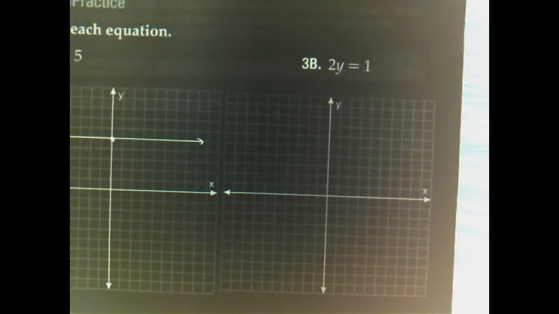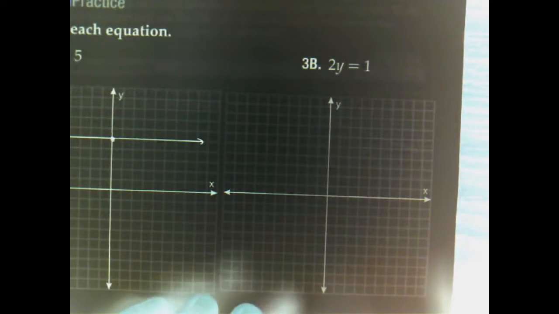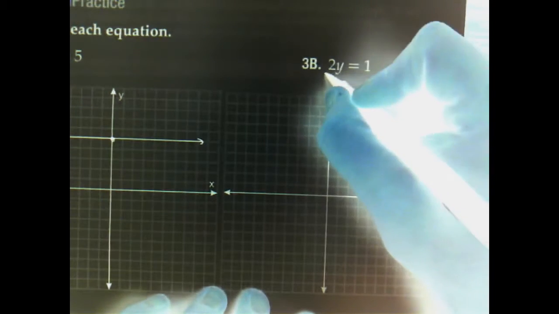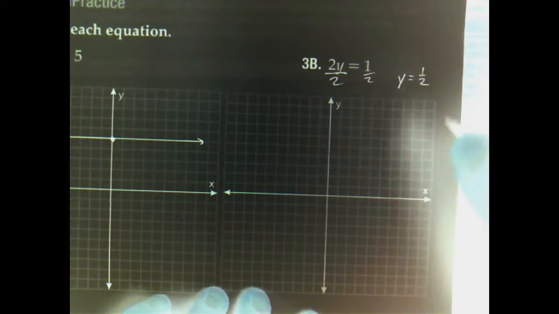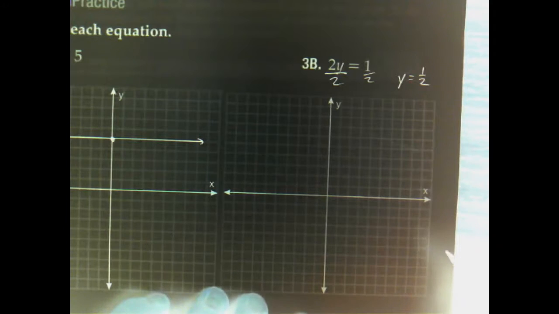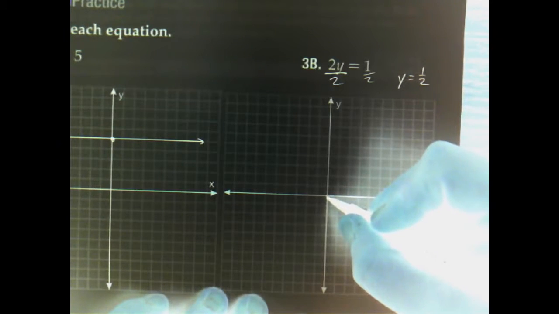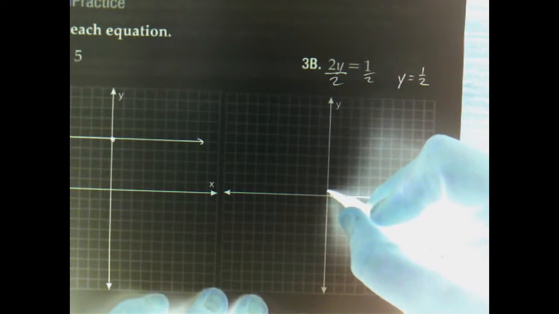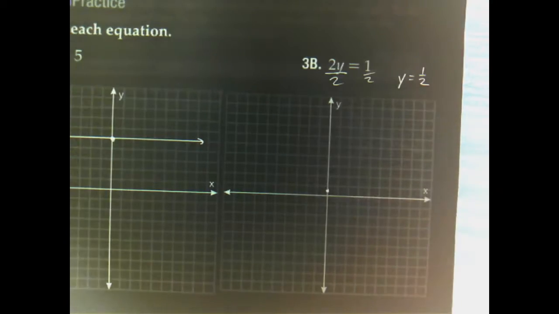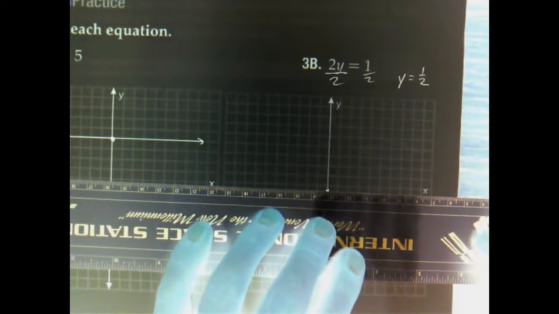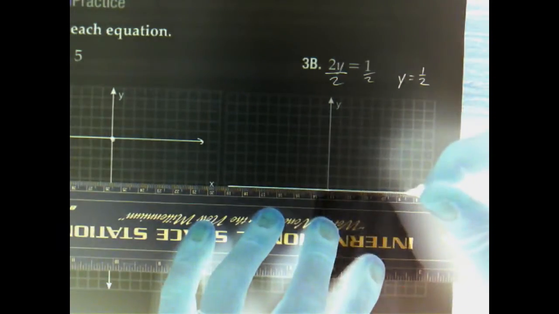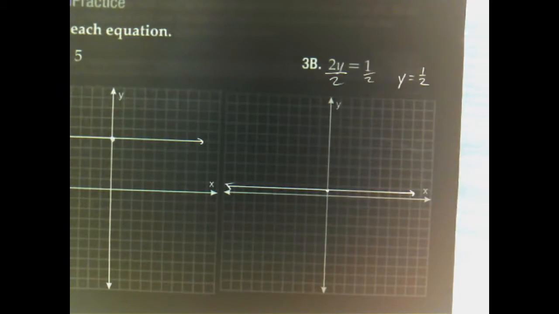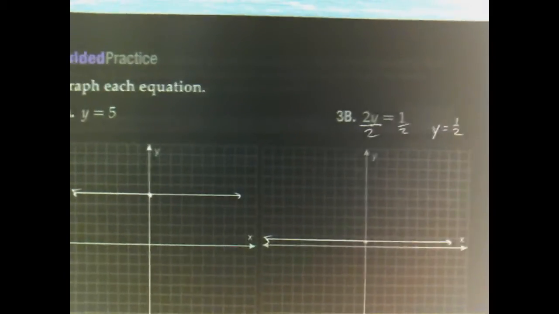So we take a look at 3b. Now I have 2y equals 1. In order to graph this, I need to solve for y. So I divide by 2, and I get y equals 1/2. So now I have a horizontal line at 1/2. Instead of going all the way up to 1, you go to 1/2, put a point, and again, draw your horizontal line. This one will be a little bit tougher, but we'll get as close as we can to horizontal. And there you go.